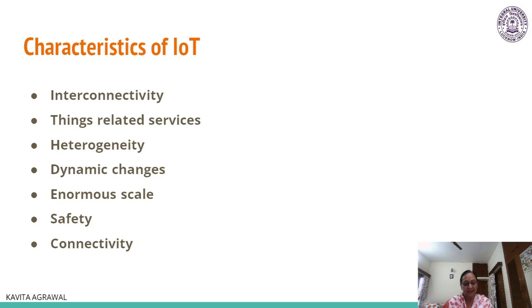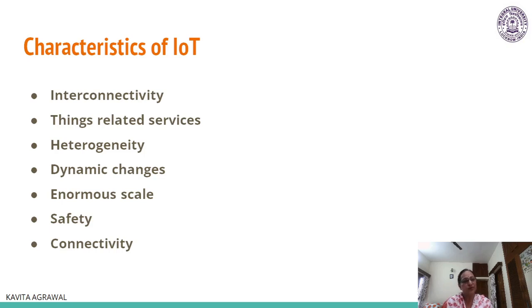We have things related services. Every service which is related to a particular thing or a particular machine has a particular objective and it has certain limitations. So all the services are to be towards that objective, or rather working within the constraints which are related to that particular thing.